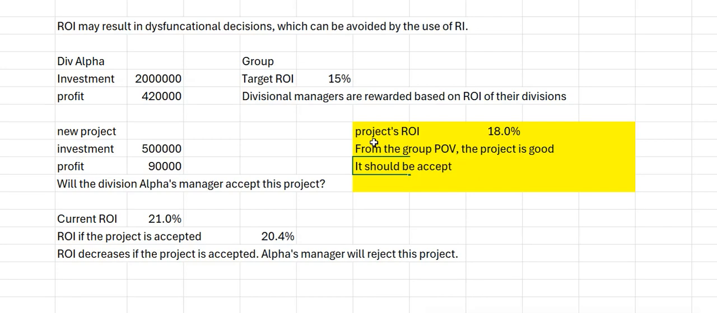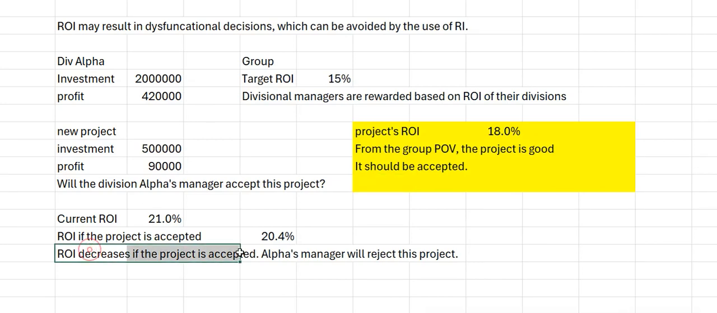Why is that? Group has defined a target ROI based on the investor's expectation. They have decided anything above 15% is good. So even if you get 15.1% return from a project, for the investors it is satisfying. You can invest in that. This project has 18% ROI. It looks good. Investors will be happy. So from group point of view, this is a good project.